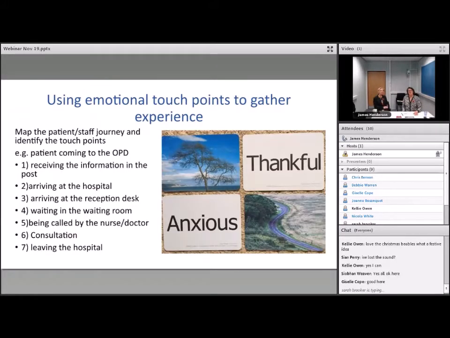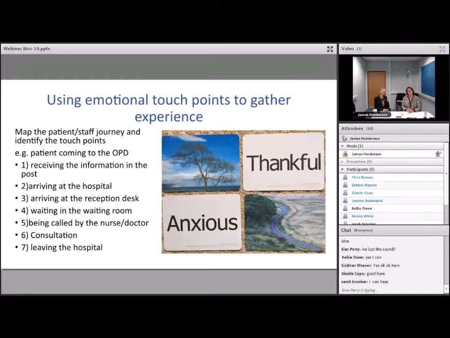Okay. So some of you who've worked with me quite a lot will know a little bit about the emotional touchpoint idea of gathering experience. But I just wanted to highlight that as a tool, as a method for gathering experience. And then I'll talk through it, and then I'm going to ask Gemma to have a go using the Evoke cards. Yeah, and we'll try and talk at you rather than talking to each other.